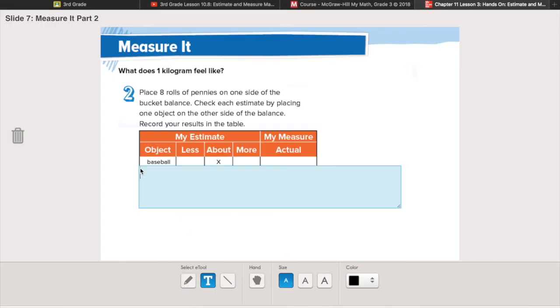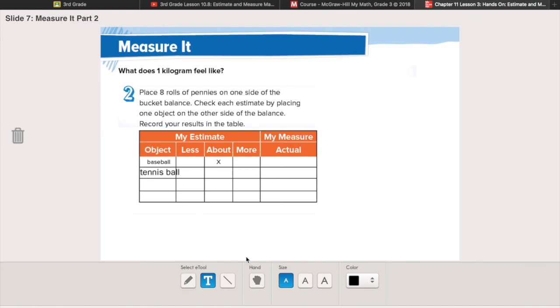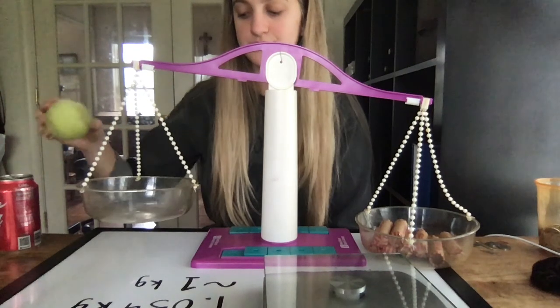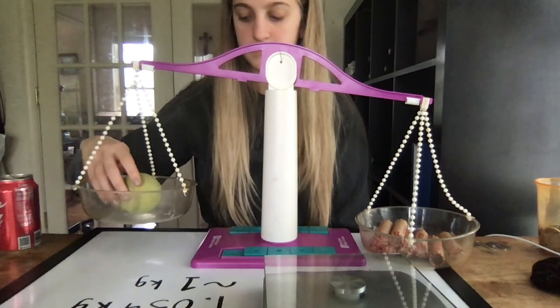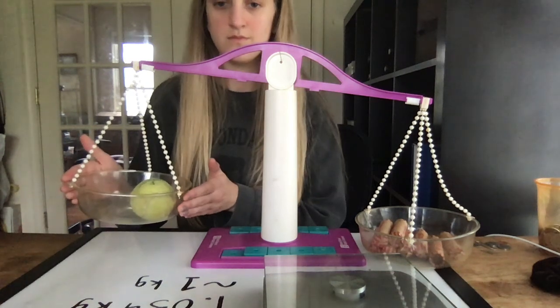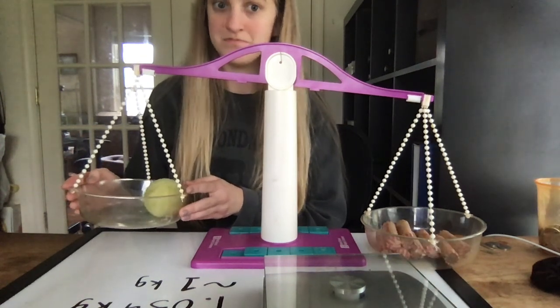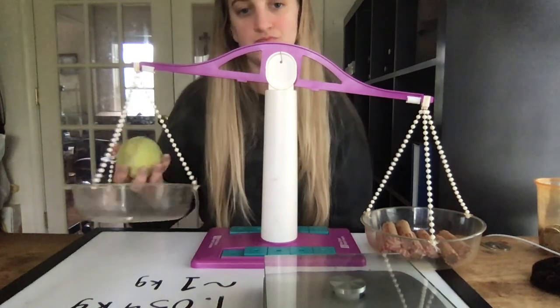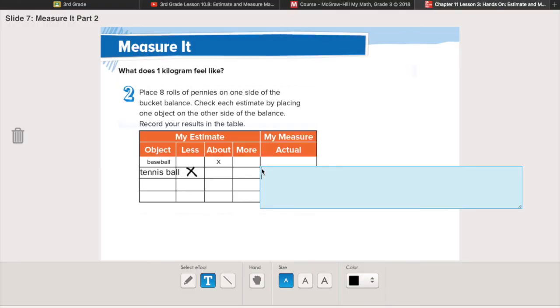Well, I think that the tennis ball is going to weigh less than a kilogram. So what I do is I put it on the scale right on this side and watch. Do you see how nothing happened? The ball didn't go down at all because it does weigh less. It has less mass than those 8 rolls of pennies. So I was right. And I actually did get to put it on my scale. You don't see it here, but when I put it on my scale, I saw that it weighed 60 grams. So the tennis ball was 60 grams, not 1,000.